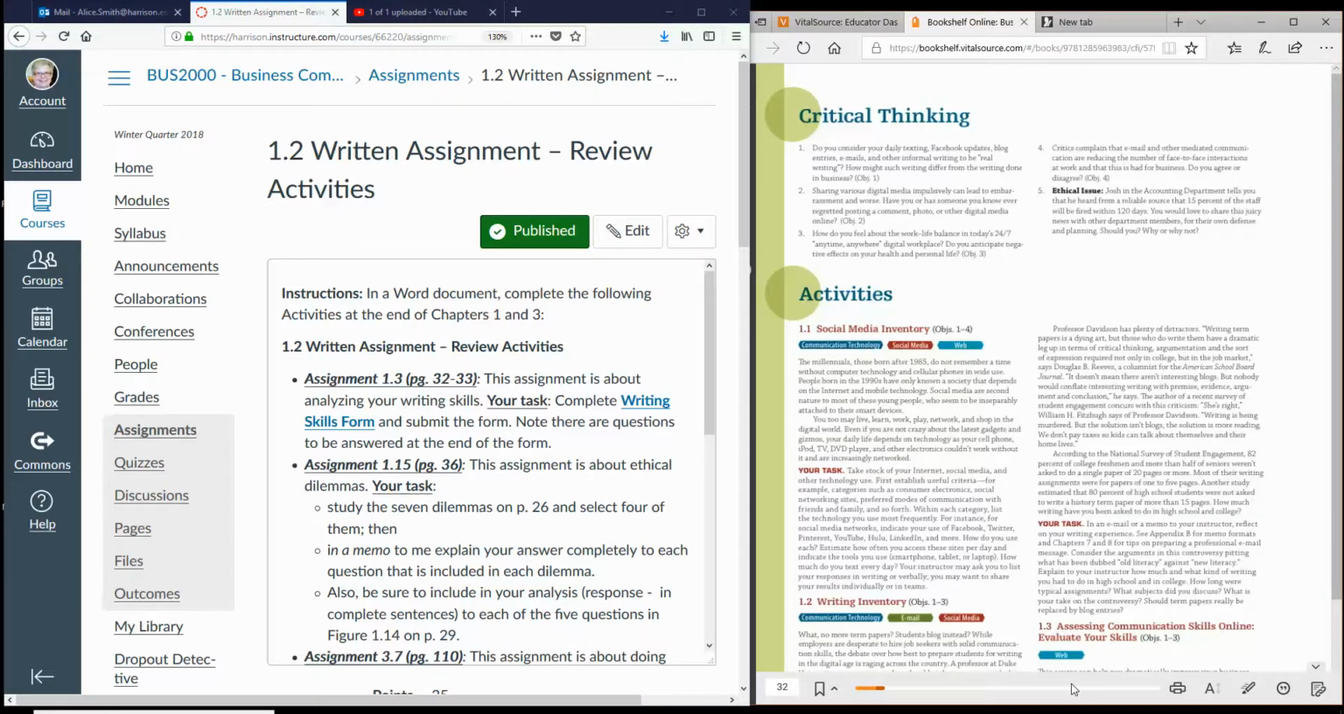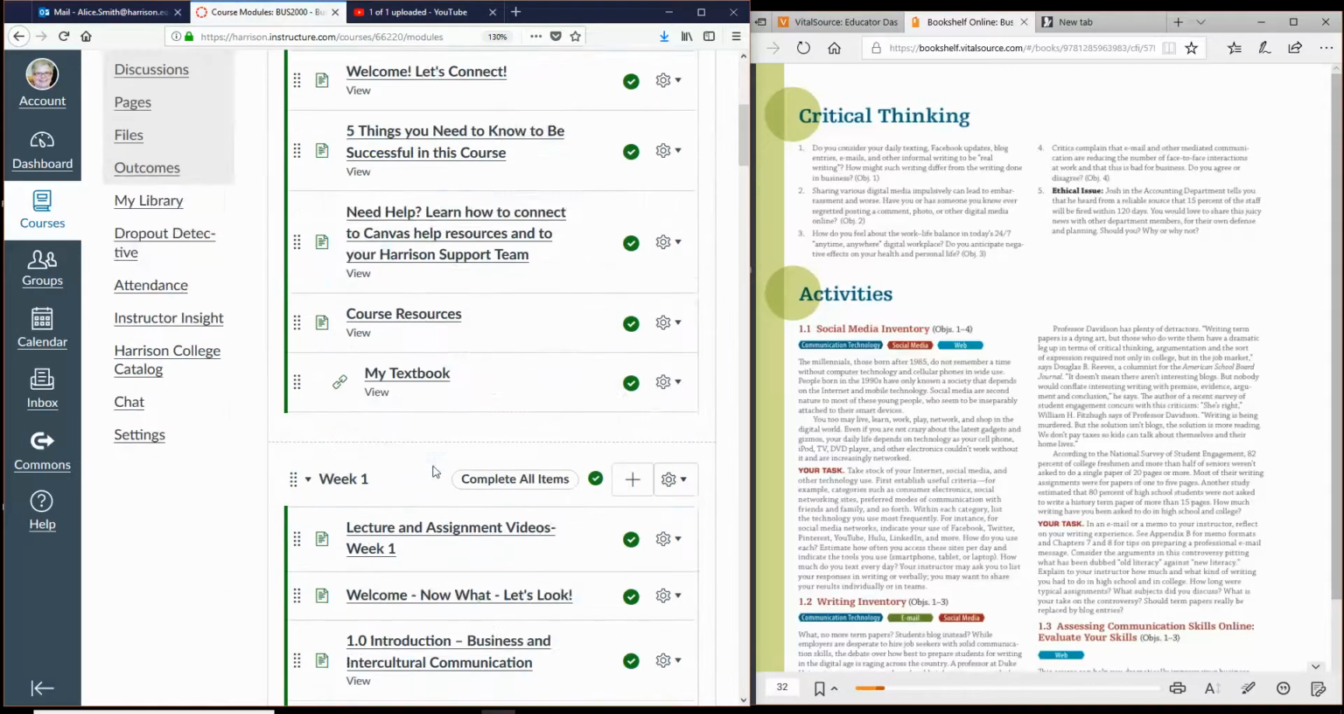I wanted to talk to you again. I went into the modules, and this is week one. This is your first assignment. It's 1.2 written assignment review activities. So I just clicked on here and do that again, so I can show you what I'm talking about.